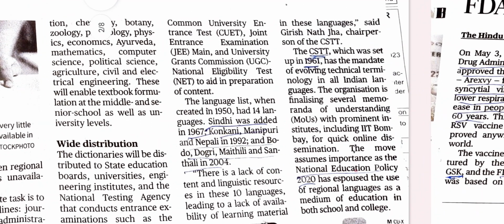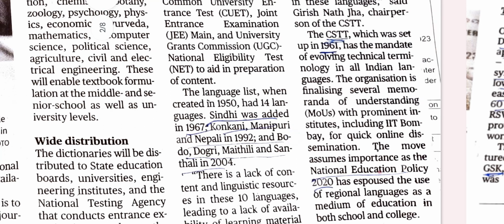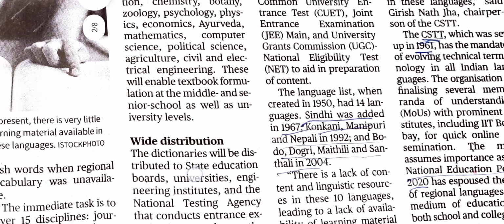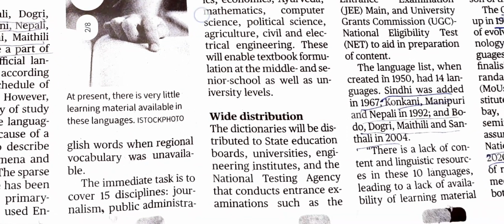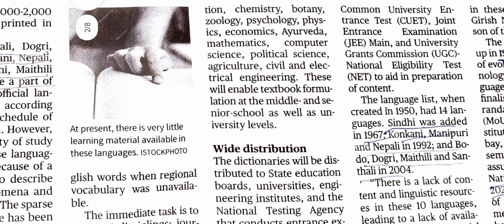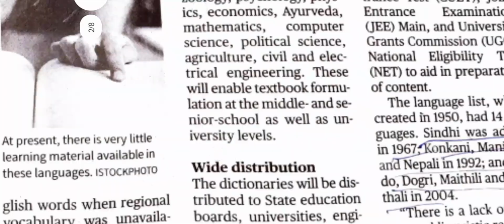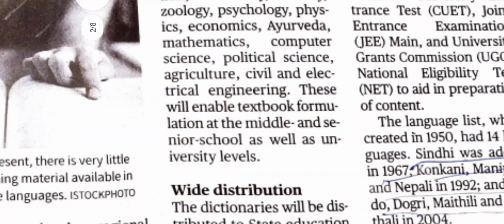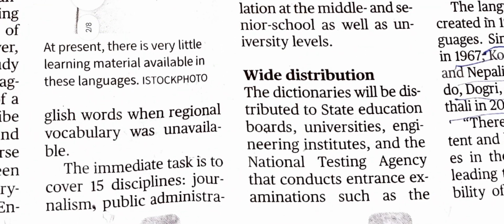As the National Education Policy 2020 has espoused the use of regional languages as the medium of education in both school and college, CSTT is working to bring dictionaries for philosophy, public administration, journalism, chemistry, botany, zoology, psychology, physics, economics, Ayurveda, mathematics, computer science, political science, agriculture, civil and electrical engineering. 15 disciplines. At present, there is very little learning material available in these languages.